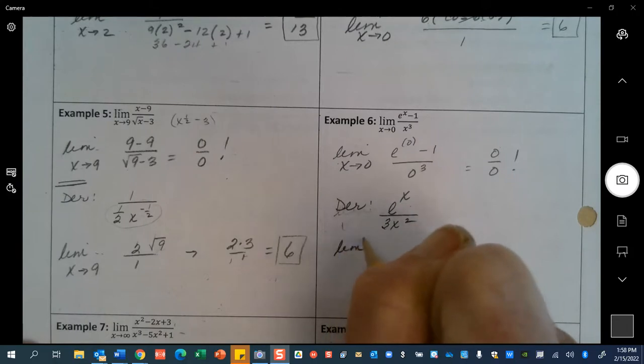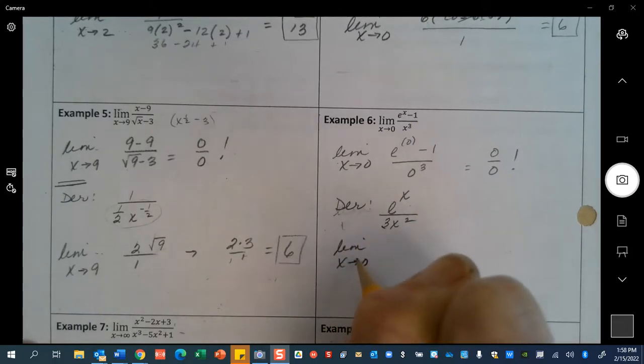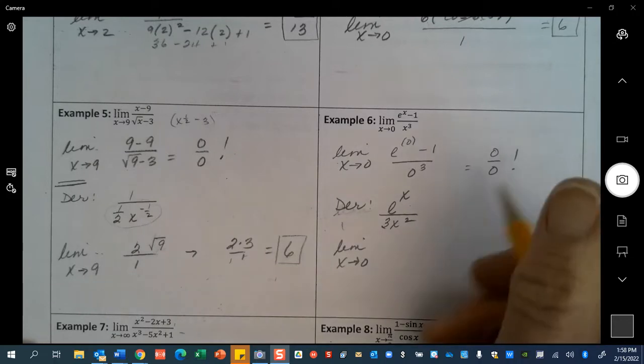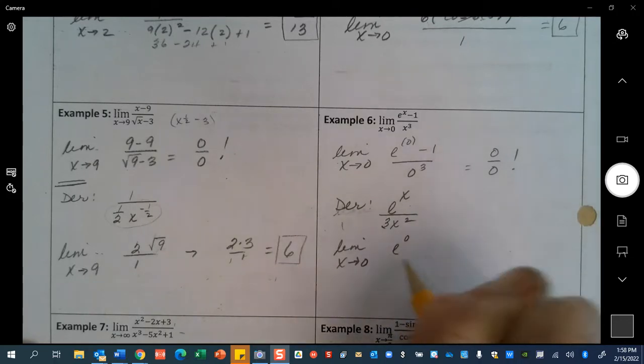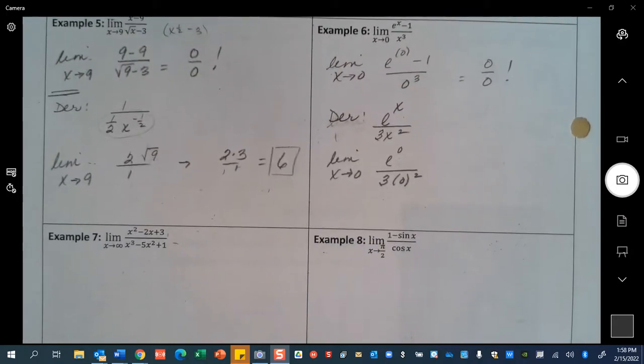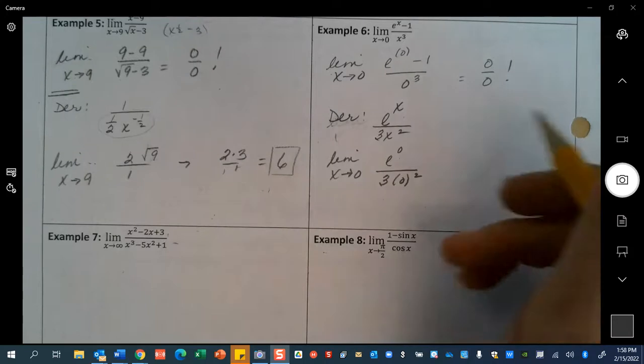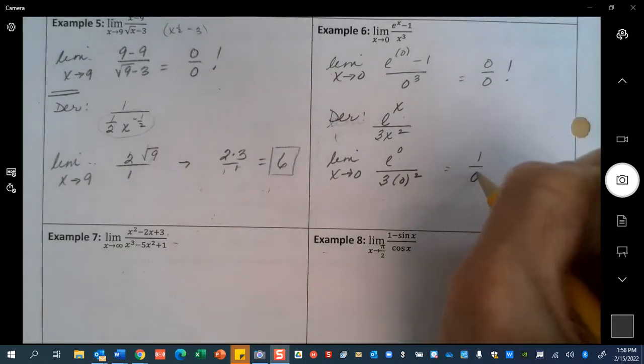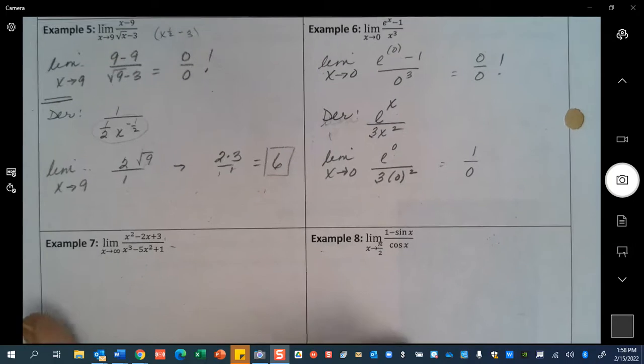So then my limit as x approaches 0 is e to the 0 over 3 times 0 squared. Uh-oh. What do I get? Is that an indeterminate form? So what do we do if we end up with 0 in the denominator? Does not exist.